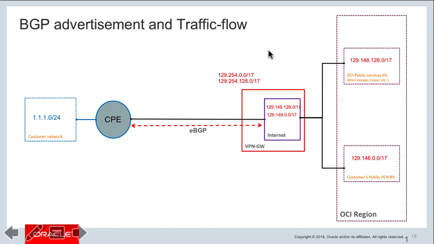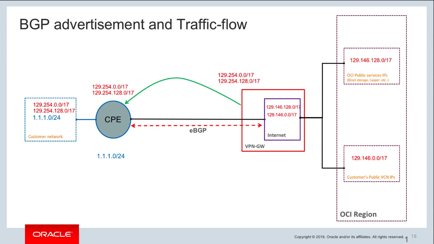In this case, once your IP prefix is verified, we start sharing all of the public prefixes on the OCI side. So again, it involves the OCI public services and also the customer's public VCN IPs. And then similarly, the customer CPE device starts advertising its own IP prefix. So our gateway then gets that prefix as well. And from there on moving forward, the communication happening on these public IPs is over this public peering connection.